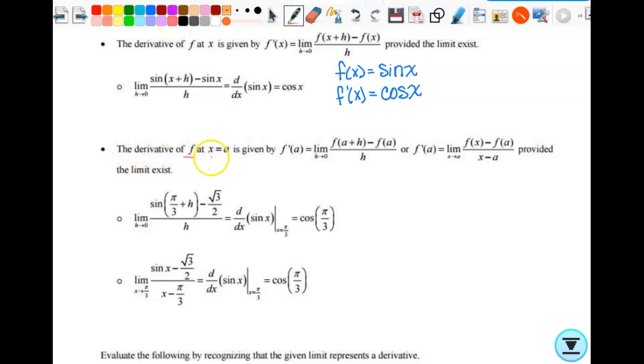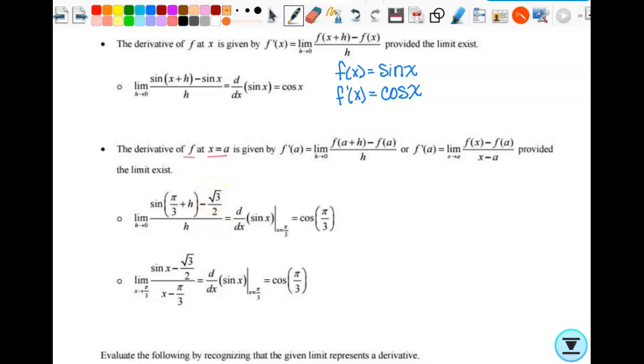This is the derivative of f at x equals a, meaning that we're going to evaluate it at something. So f prime of a, the limit pretty much looks the same, right? But this is our alternate definition of a limit. You notice here I have the limit as h approaches 0, limit as h approaches 0. This is the sine of x plus h. This is the sine of pi thirds plus h. So what has happened here is pi thirds has already been substituted in for x, because the sine of pi thirds is the square root of 3 over 2.